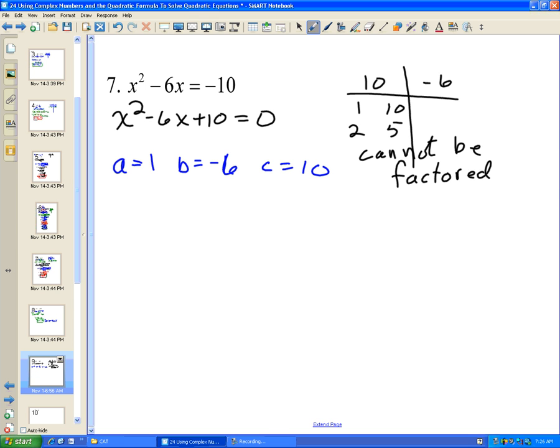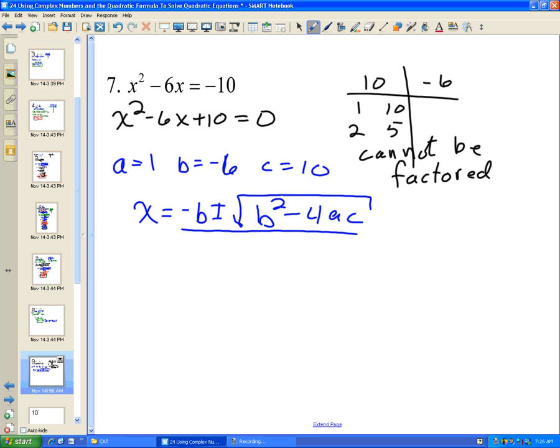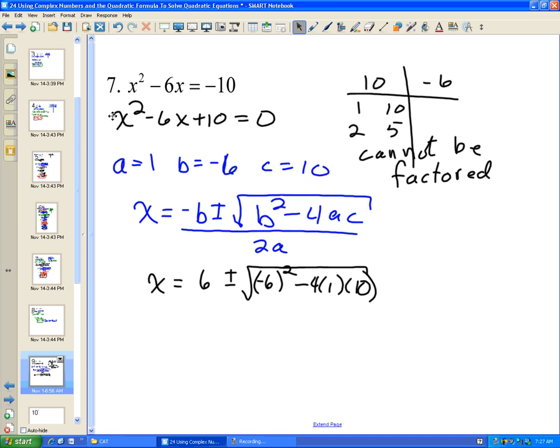So I'm going to plug this into my quadratic formula. x equals negative b plus or minus the square root of b squared minus 4ac all over 2a. It's catchy. It helps me remember it, so I use it. Plug in what I know. x is equal to negative negative 6, which is 6, plus or minus the square root of negative 6 squared minus 4 times 1 times 10, all over 2 times 1.